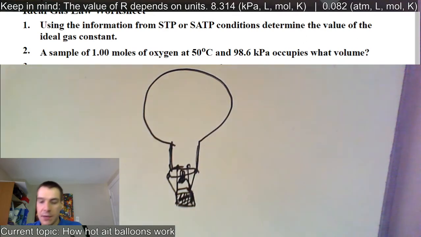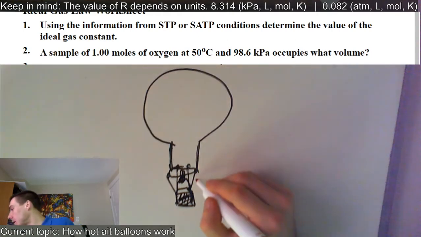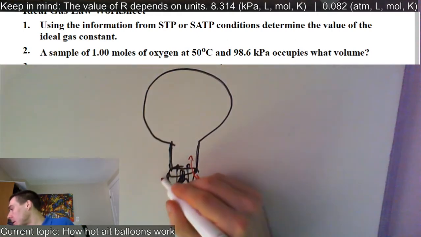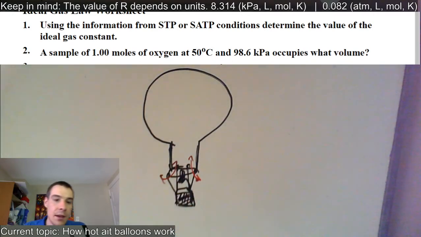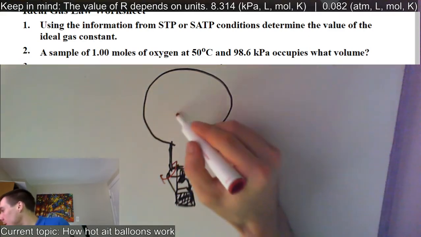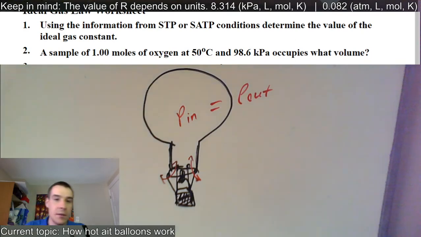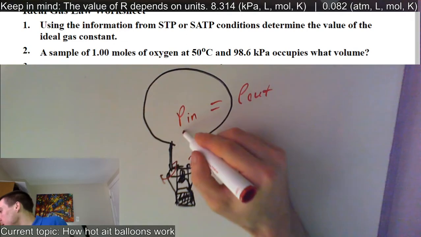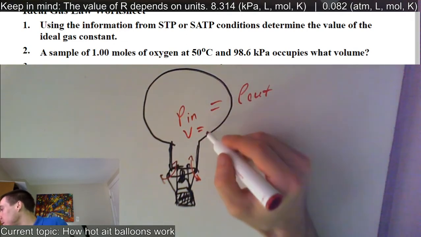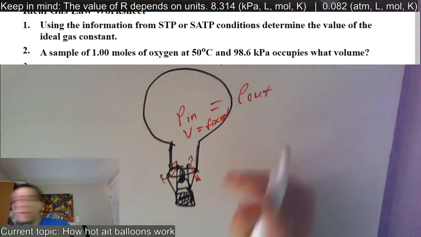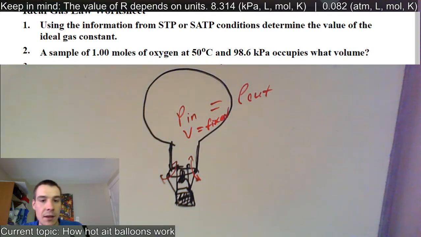But the important thing there is that it's open. It's open to the environment. Gas can come in and out, right? Gas can easily come in and out. And because it's open to the environment, that means that the pressure on the inside is equal to the pressure on the outside. And the volume of the balloon is fixed, right? The volume of the balloon stays put as well, because once it's inflated fully, it's fully inflated. It's not going to get any bigger than that.